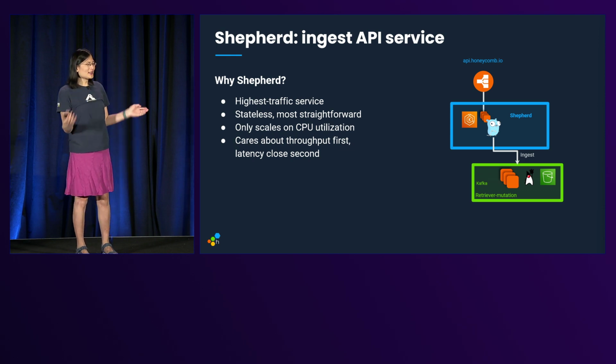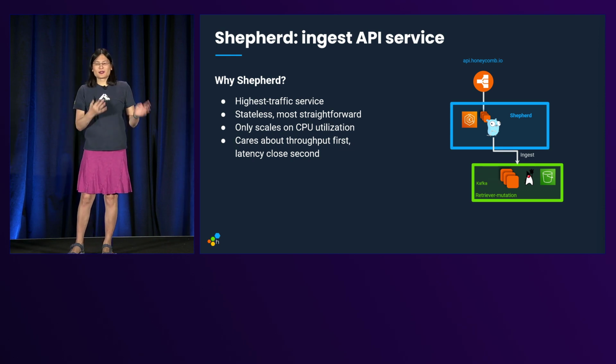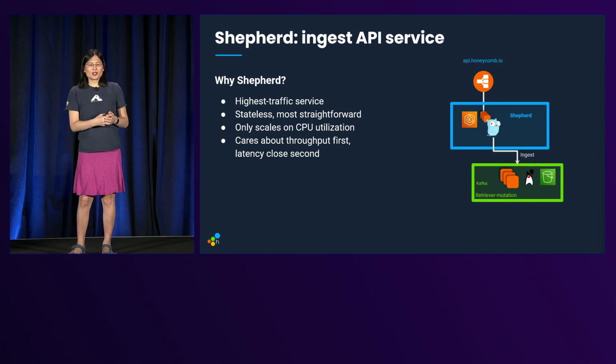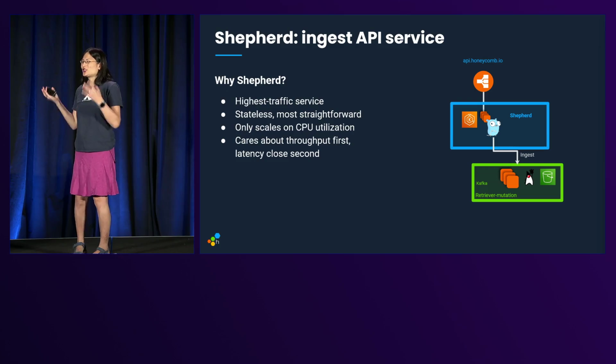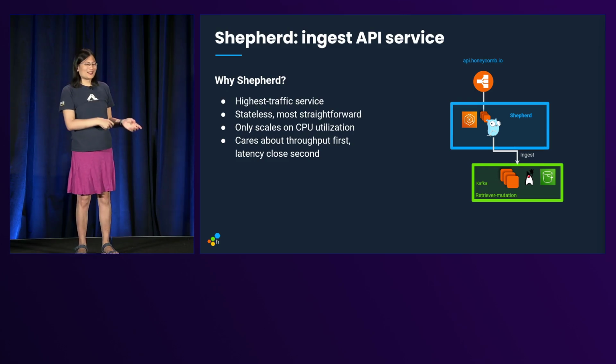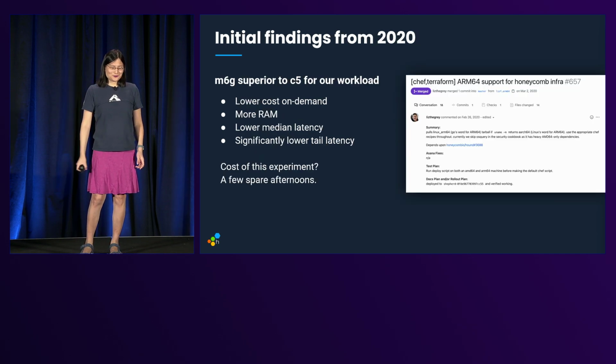It also is our highest traffic service in terms of number of queries per second. And also, it scales very cleanly. The only scaling dimension that it cares about is CPU utilization, because it is essentially ingesting protobufs and outputting protobufs over into Kafka, right? It's doing the validation and transformation, but it's not actually holding on to the data.